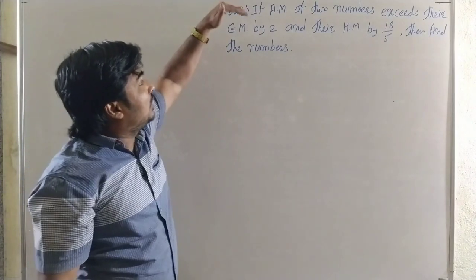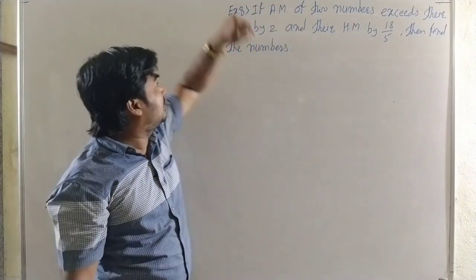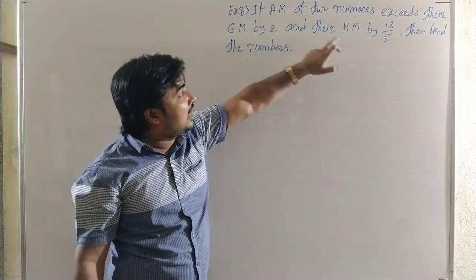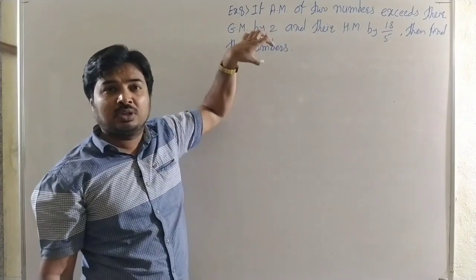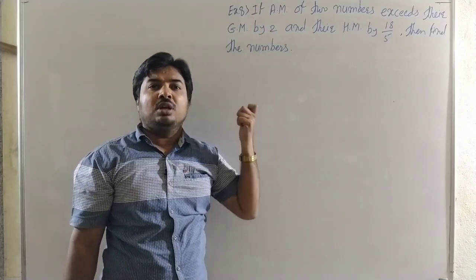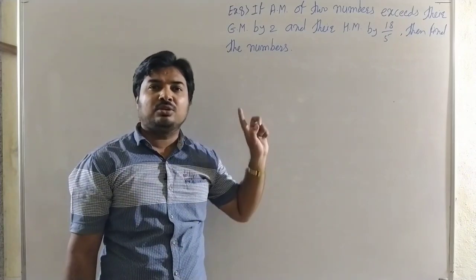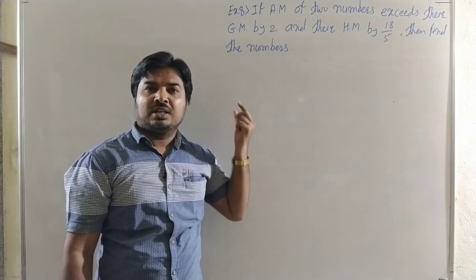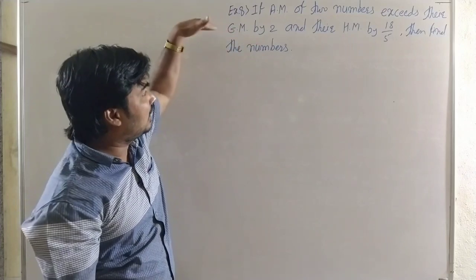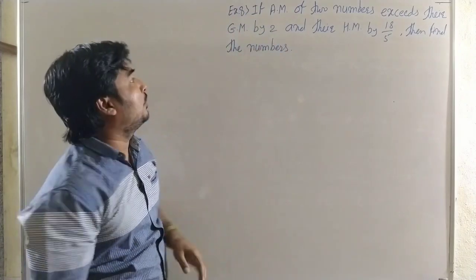Here the given conditions are: the arithmetic mean of two numbers exceeds their geometric mean by 2, and their harmonic mean by 18 by 5. There is a relation between arithmetic mean, geometric mean and harmonic mean. In the last lecture we saw one relation between them: g square is equal to a into h, and a is greater than or equal to g is greater than or equal to h. Here it is a relation between the arithmetic mean, geometric mean and the harmonic mean.